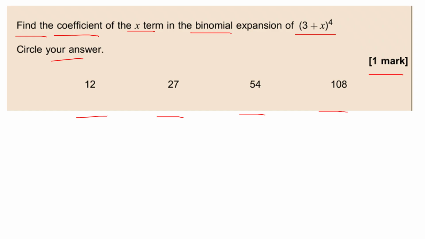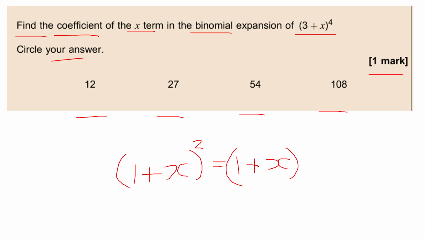Now here there is a little trick. Because we're looking at the x term, the coefficient of x, all I need to do is expand a double bracket. So I'm going to do (1 plus x) all squared, because if I expand a double bracket, I know that I'll get something in the format of a plus bx plus cx squared, and I'm looking for the b term in that quadratic expression. Oh sorry, it should be 3, not 1, I apologize.